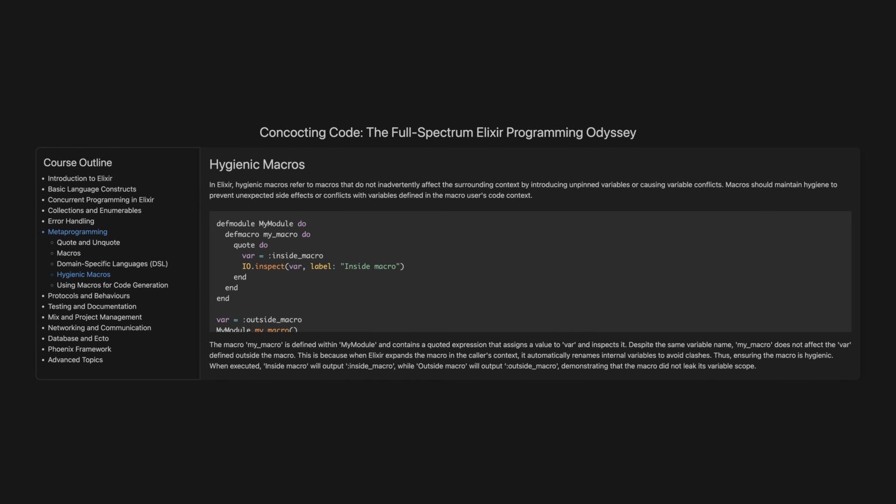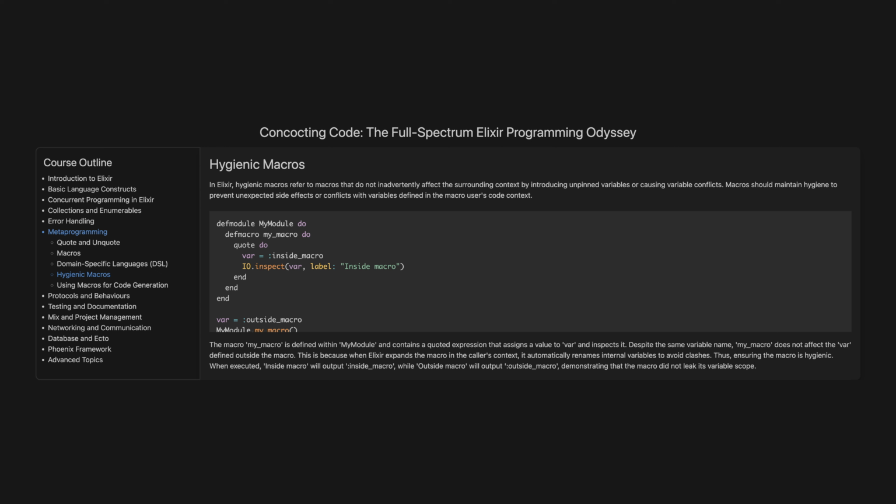Hygienic macros. In Elixir, hygienic macros refer to macros that do not inadvertently affect the surrounding context by introducing unpinned variables or causing variable conflicts. Macros should maintain hygiene to prevent unexpected side effects or conflicts with variables defined in the macro user's code context.